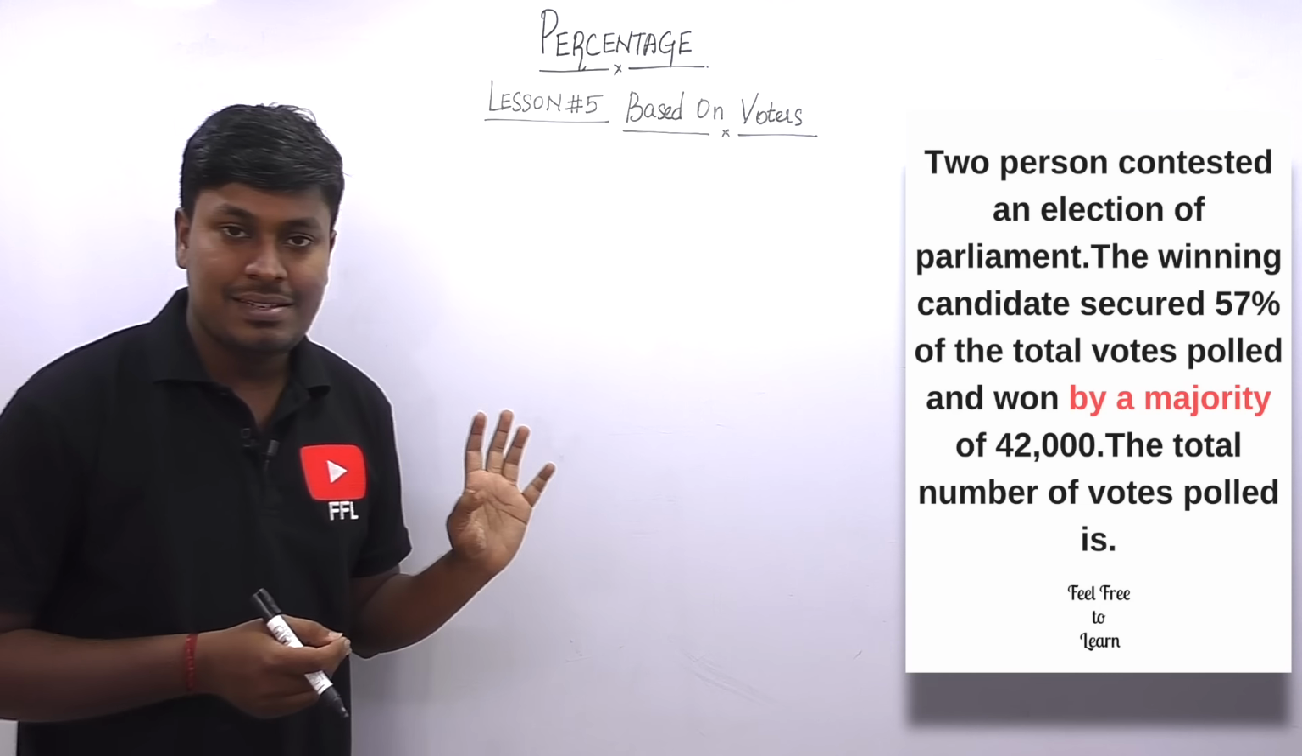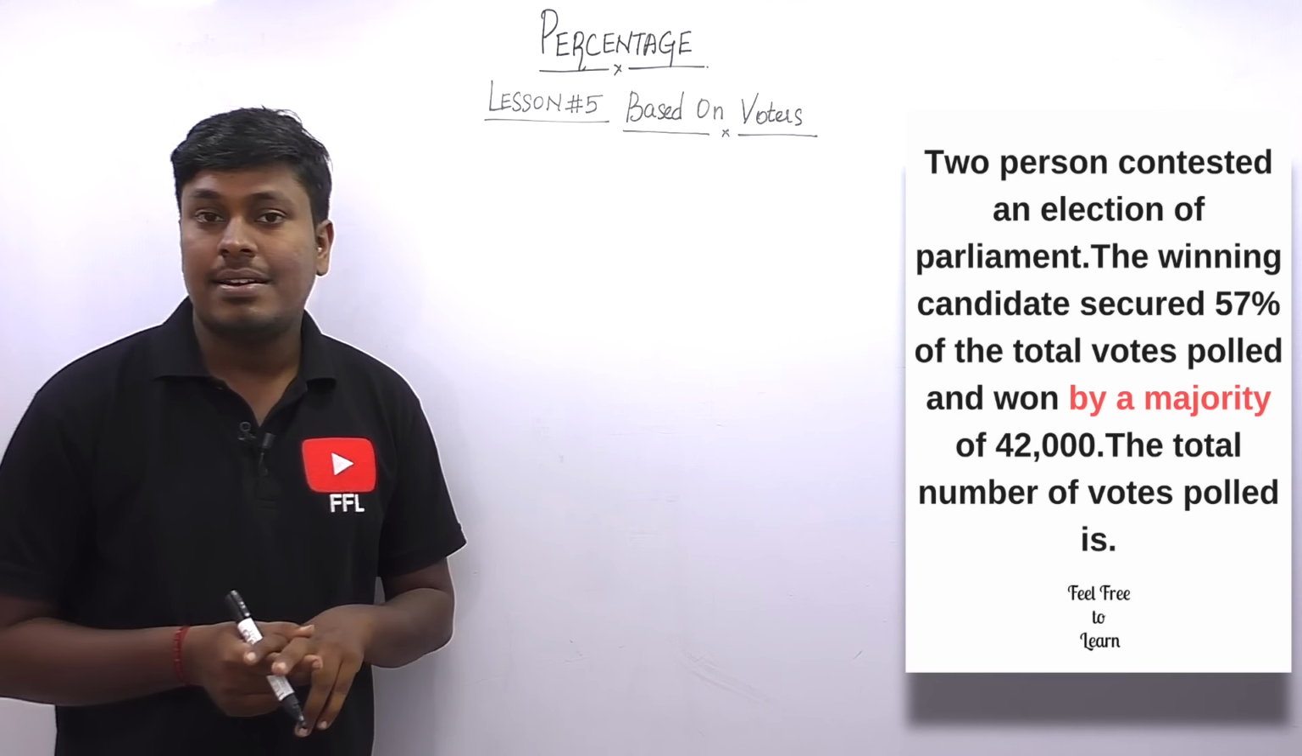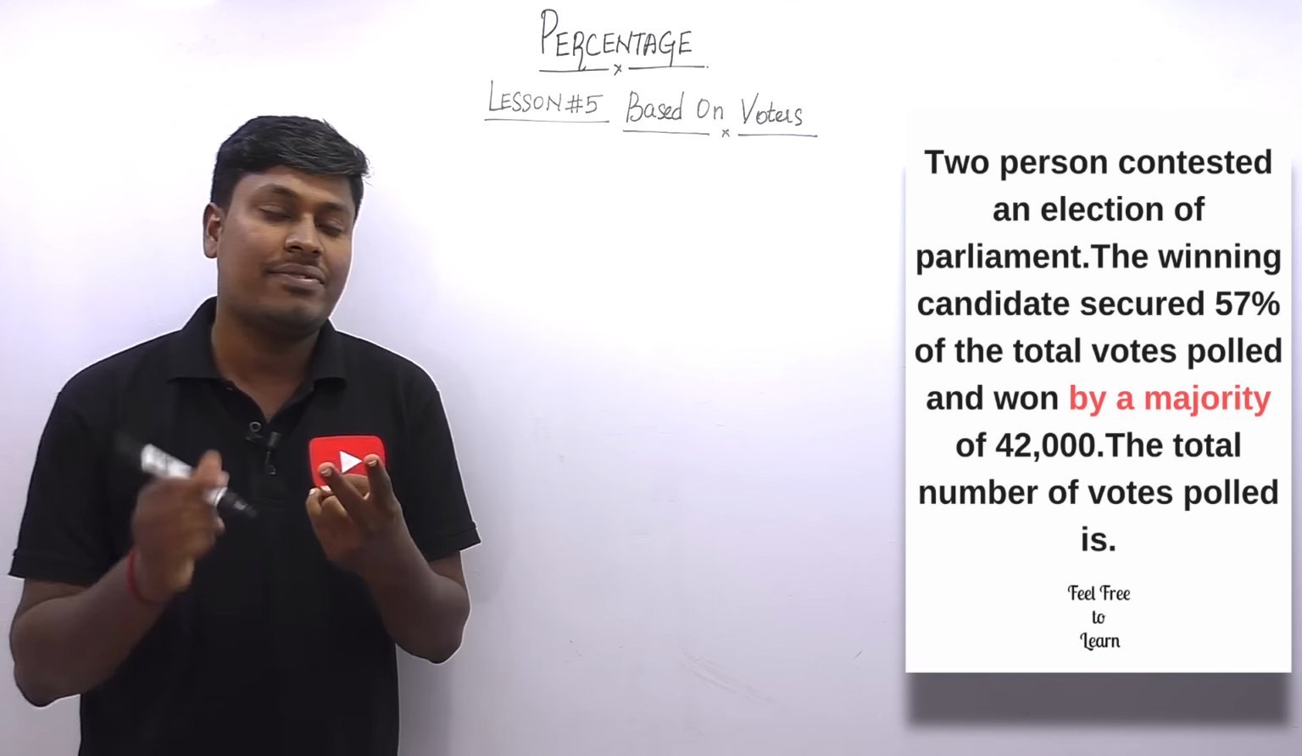Interesting question. So let's first of all understand the concept of the question. There is an election conducted at a parliament between two candidates, and if it is two candidates, then definitely one candidate will be a winner and the other candidate will be a loser.